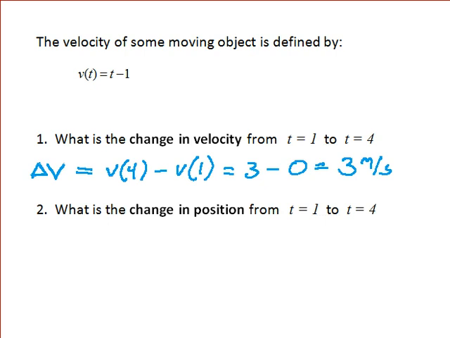If we knew the position function s, this problem would be a piece of cake. The change in position, delta s, is simply equal to s of 4 minus s of 1. So what is the relationship between v and s? V is the derivative of s, which makes s the antiderivative of v.